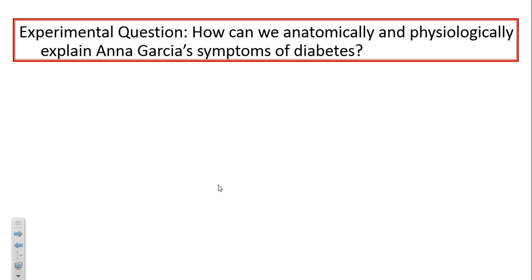One of the big experimental questions in this particular lab, which we use the dialysis tube and we place them in the different solutions, and you left them overnight, then you had to measure their mass afterwards. We want to try to figure out how we can anatomically and possibly physiologically explain Anna Garcia's symptoms of diabetes.